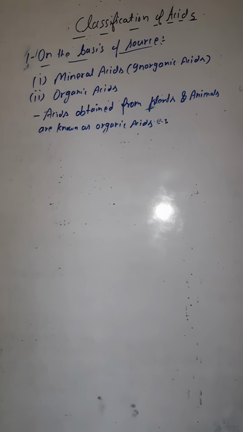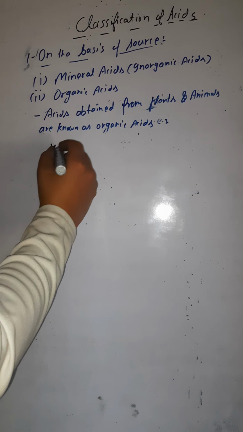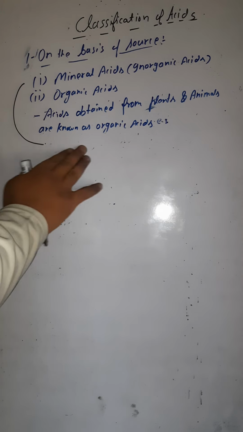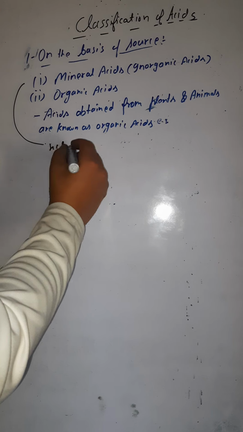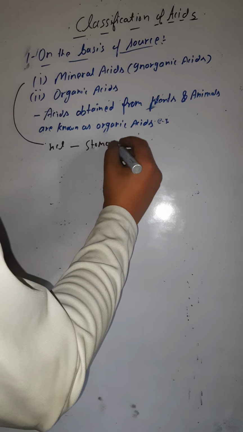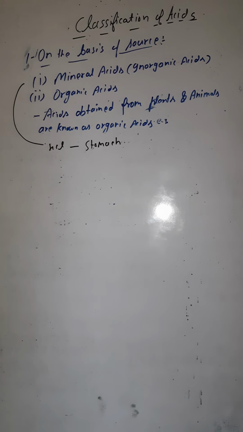Let's say you have written HCl, one mineral acid, an inorganic acid. You would write something again after the HCl. Where would you find HCl in our body? Our body also contains some amount of HCl in our stomach. In our stomach you would find HCl, which is very helpful in the digestion process.